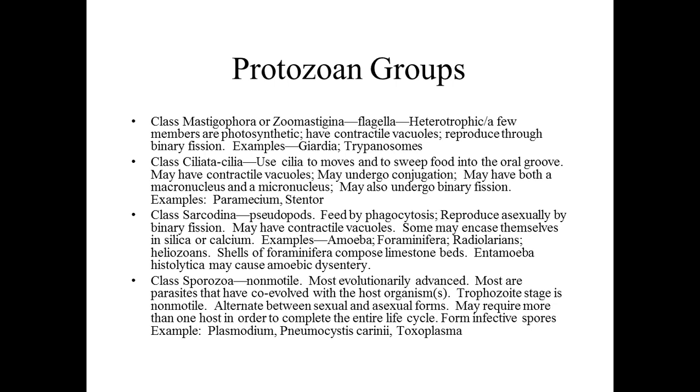The third group is class Sarcodina. And these move with pseudopods. What does that mean? Pseudopod. False foot. They don't have feet. These are like amoebas. So they essentially just float. It's like a blob almost. It just flows to where it goes. A piece of its body will stick out, and then the rest of it will flow to that point. That part that sticks out is the pseudopod. We'll see pictures of that here in just a minute.